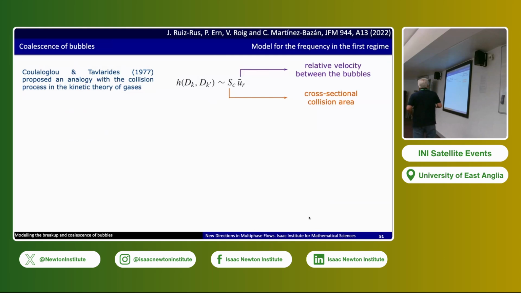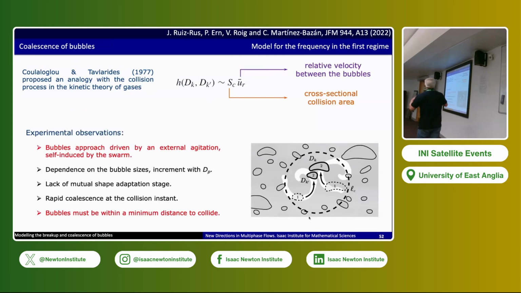So in the first model, we try to model this coalescence frequency just using the analogy of the kinetic theory of gases. So the collision frequency is going to be the product of the collision velocity times the collision area, right? And the bubbles, as I said, just meet and coalesce, so we have to have a characteristic velocity, and they have to be within a given distance together to be able to coalesce. So this is the scheme that we have. These two bubbles are somewhere here, and they are moved around due to the velocity fluctuation induced by the population of bubbles, right?